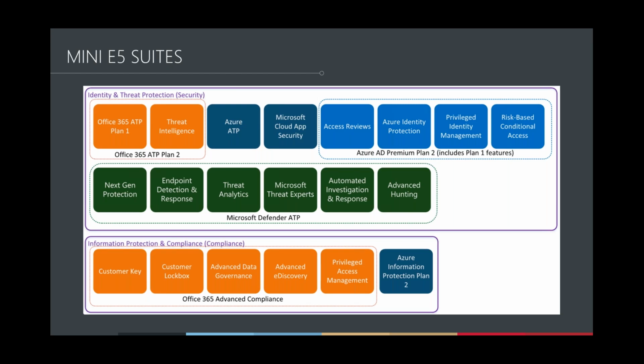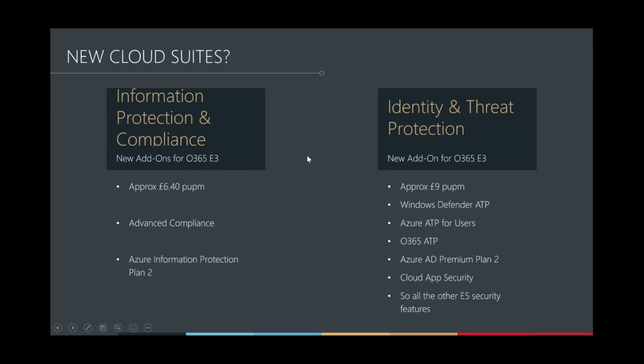which some organizations were doing. And it's the same ethos with the compliance suite as well, taking those compliance products such as Advanced Information Protection Plan 2, the one where you can restrict what users are doing and sending out, and have really strong rights management around that. That's what they're doing, introducing these mini E5 suites. So you're looking at around £6.40 for the compliance one, and around £9 for the information protection one as well. And they're both add-on suites, or they can be purchased as individual SKUs as well.